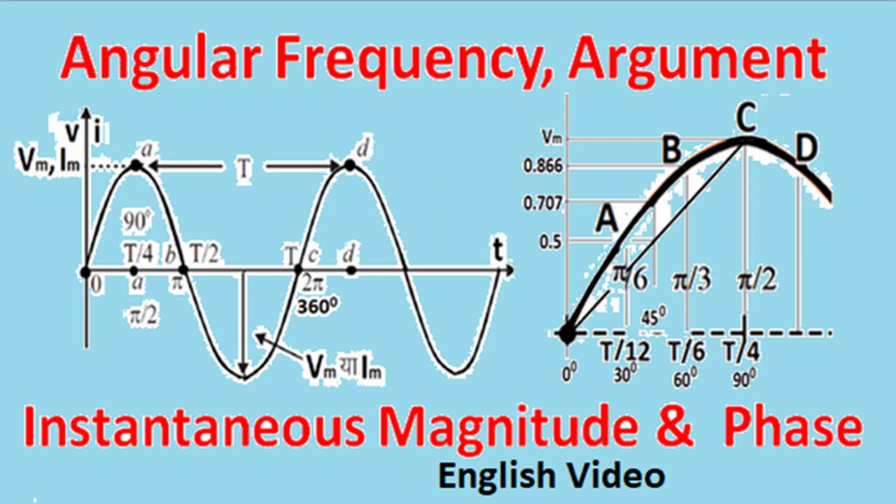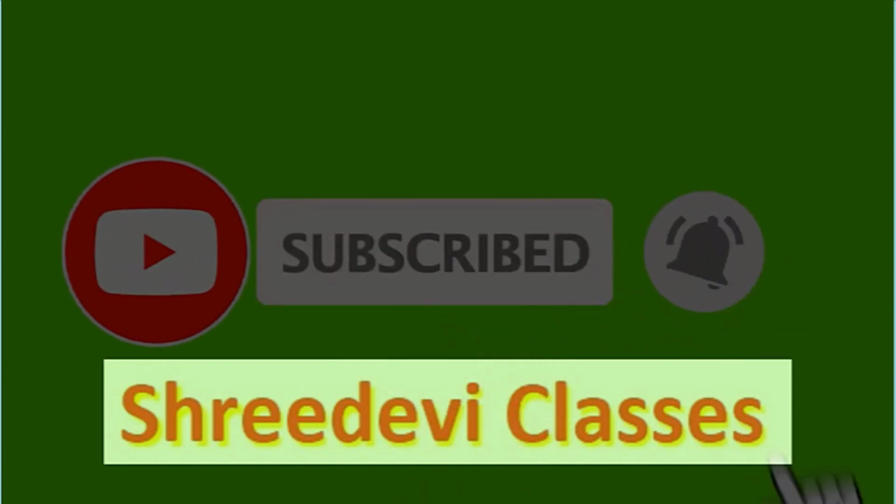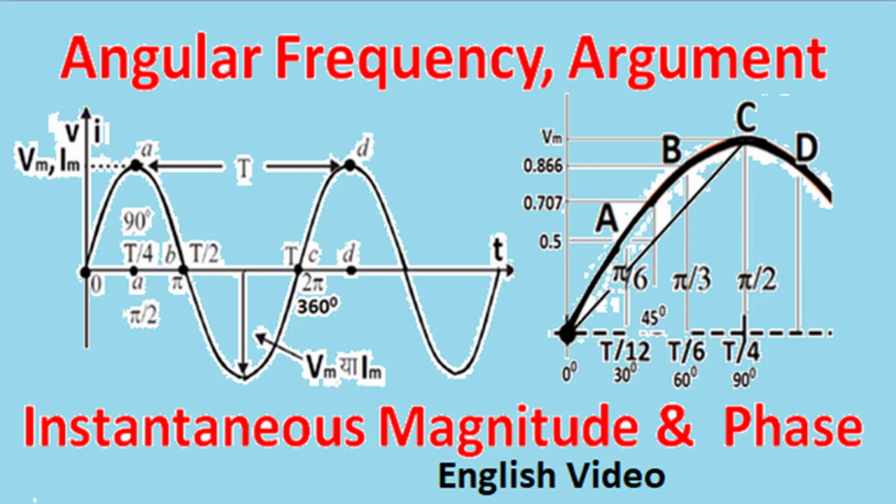Today in our basic electrical engineering and class 12th physics chapter on alternating current circuits, we will understand angular frequency and its time-related angular measurement, the argument. We will understand how the instantaneous magnitude of a sinusoidal alternating quantity varies with time, and that variation is represented by phase. So we will learn about phase representation for instantaneous magnitude in a sinusoidal alternating quantity.